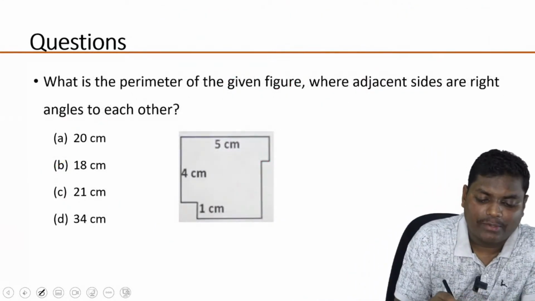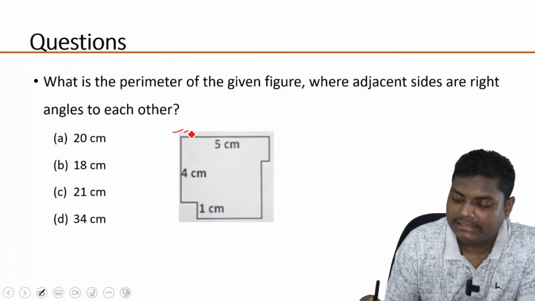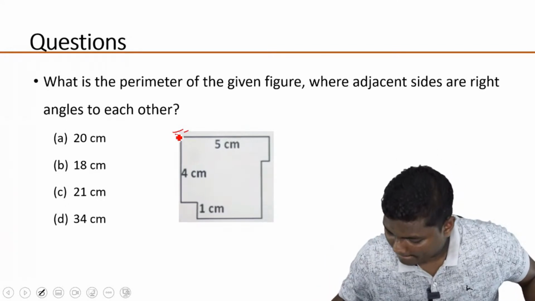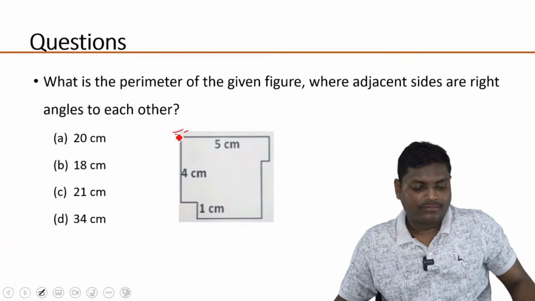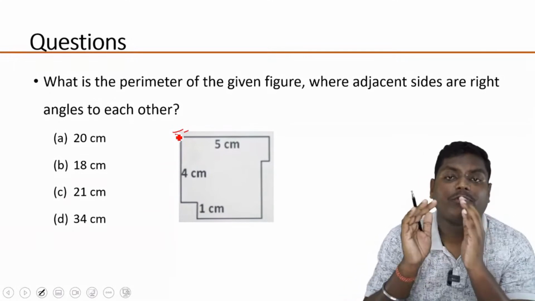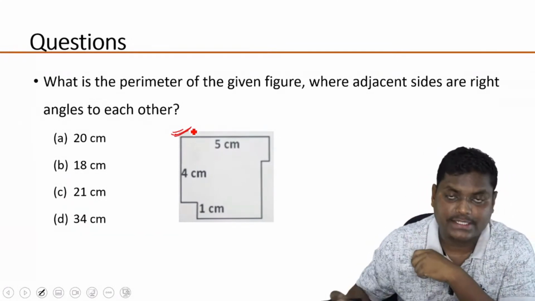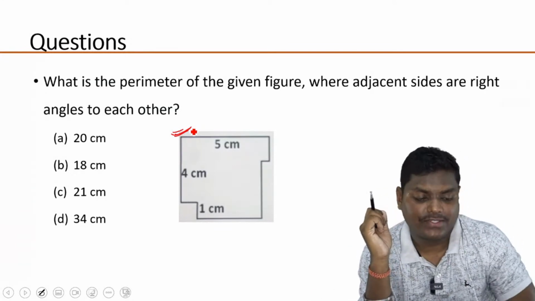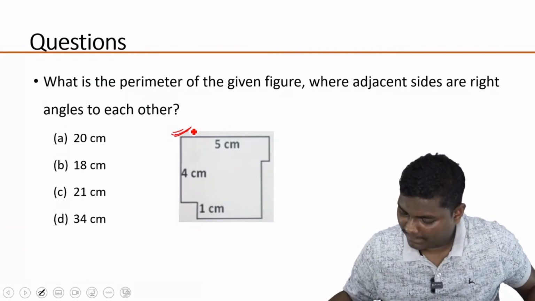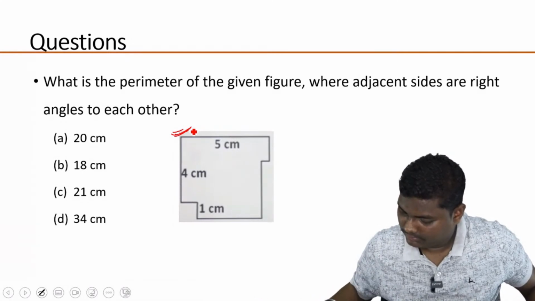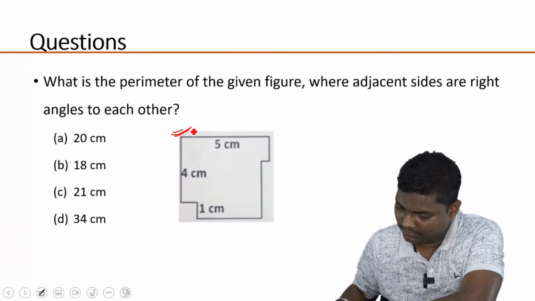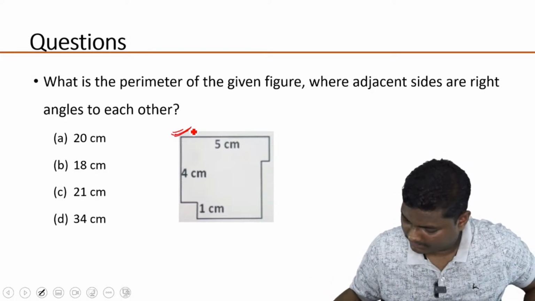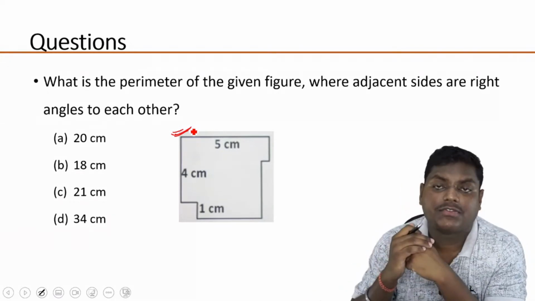What is the perimeter of the given figure where the adjacent sides are at right angles to each other? This is a very simple question, but a good one. You have to find the entire perimeter of this diagram. Try solving this question. Wait for a couple of seconds more.